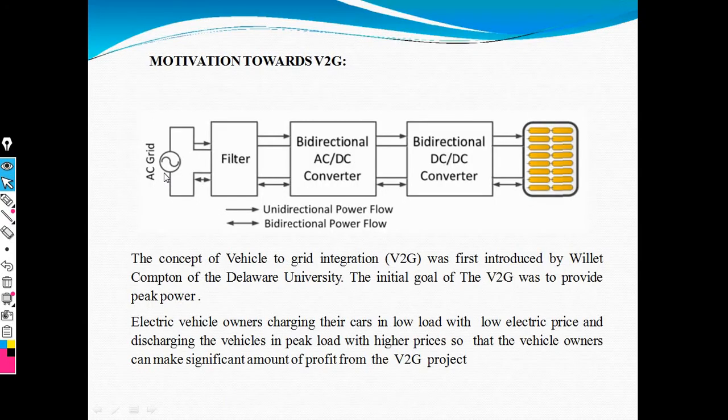Now, this is the exact working diagram of the vehicle to grid system. In this, we use an AC supply. So many harmonics are present in the AC supply, and these harmonics can be removed with the help of a filter, which is called the AC filter. The AC filter removes the harmonics, and the sine wave is converted into a pure sine wave.